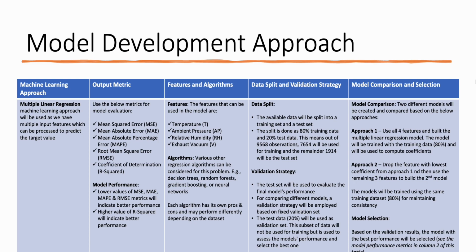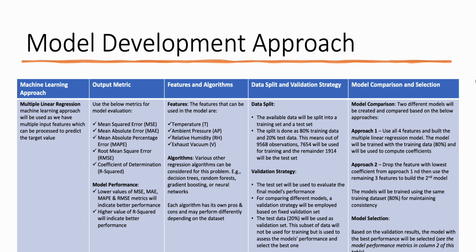Finally, from the model comparison selection, we will create two models using the below approaches. Approach one is going to use all the four features and build the multiple linear regression model. This model will be trained with 80% training data and will be used to compute the coefficients. Approach two, we're going to use these coefficients, identify the feature with the least coefficient and drop that feature, and then use the remaining three features to build the second model. Both these models will be trained using the same training set, that's 80% of the overall observation data, to ensure that we maintain the consistency.